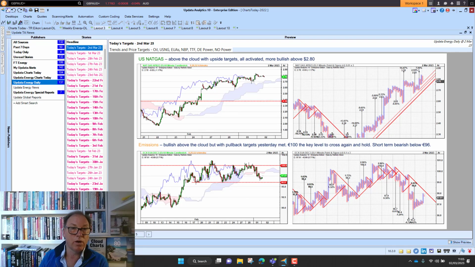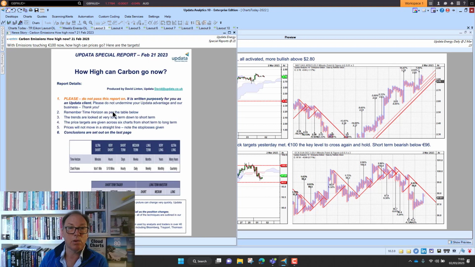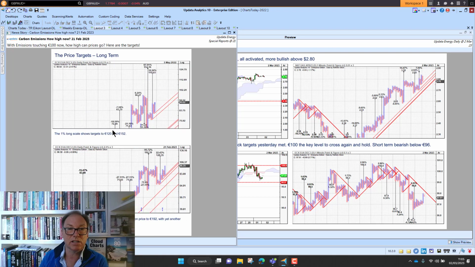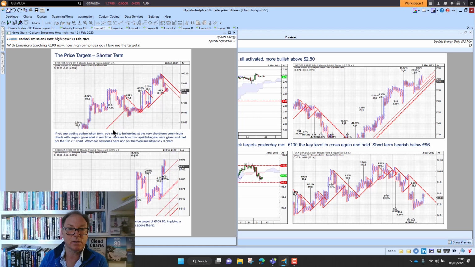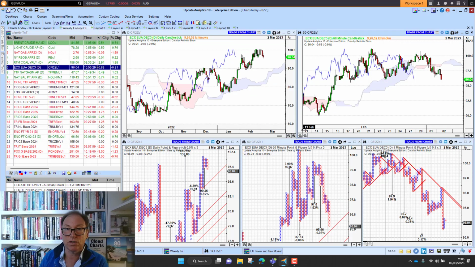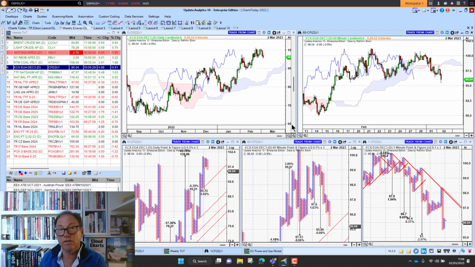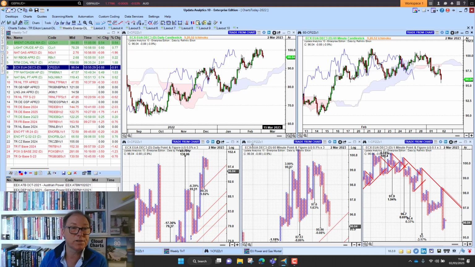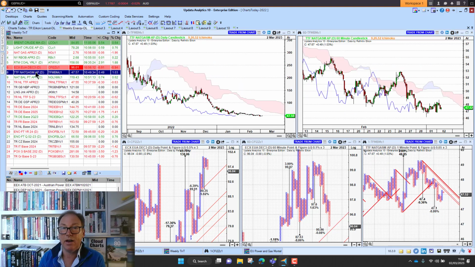And of course, we also gave out our carbon report, giving the longer term targets, and you'll find that in your Updata system as well. So keep an eye on those targets for the medium to long term. But for the moment, we are pulling back on carbon for the short term. So this is the thing: falling in the very short term, medium term looking quite bullish, and long term looking very bullish, and you've got to resolve those targets. And of course, the picture changes all the time. That's the beauty of technical analysis. You can actually monitor how the picture's changing.